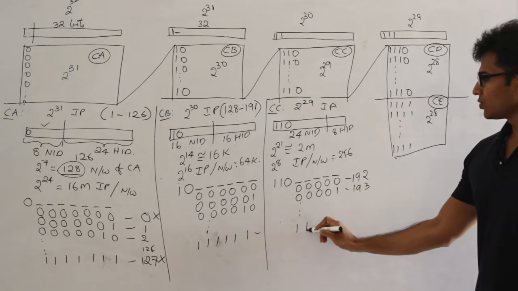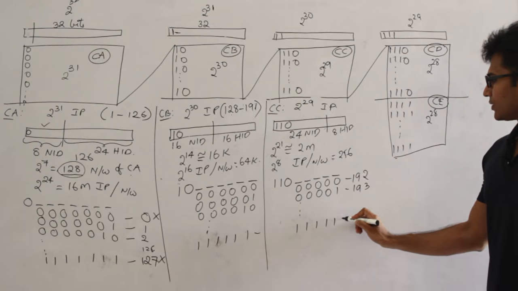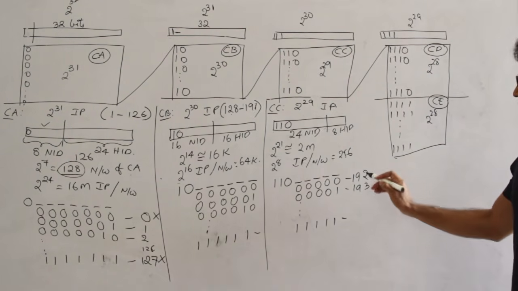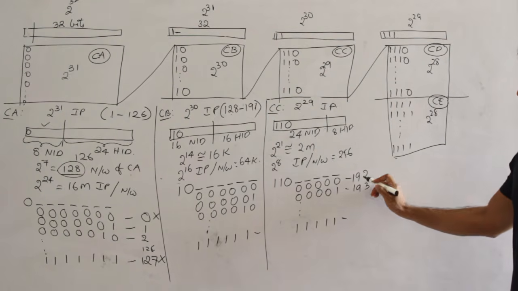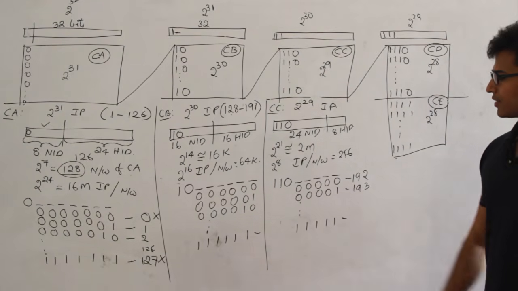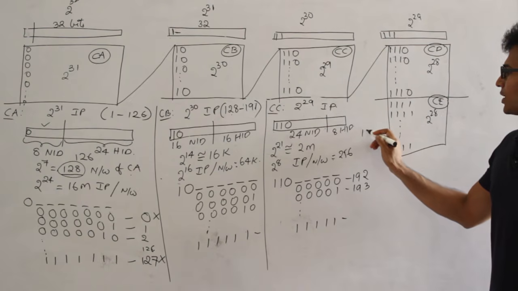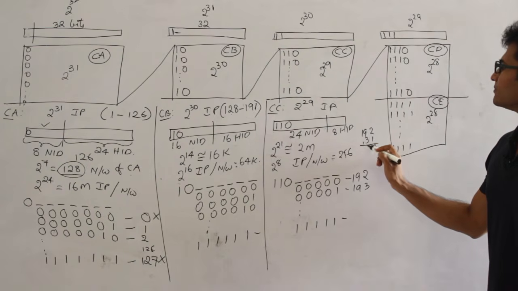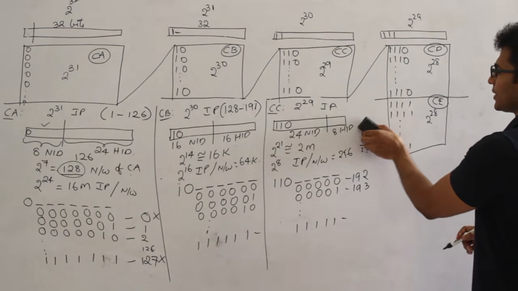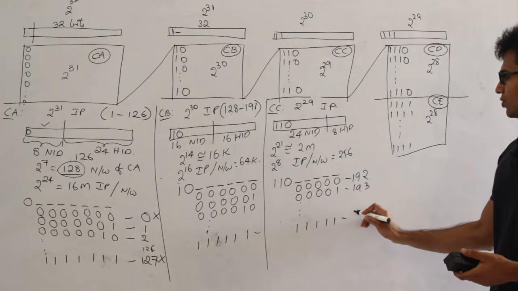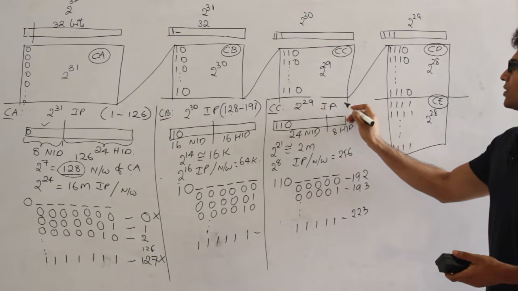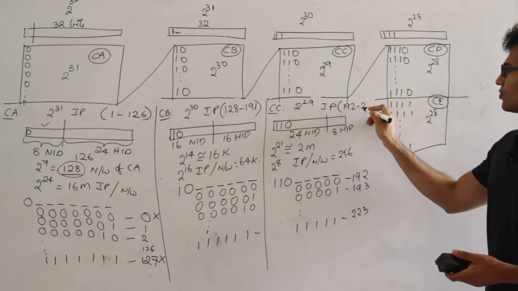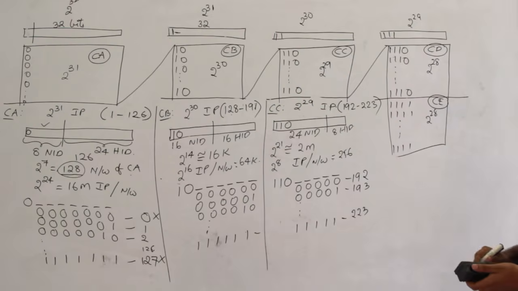And so on, up to 1, 2, 3, 4, 5, which is 5 ones. What is 5 ones? 5 ones is 31. Already you have 192 as the first number, to which 5 ones are added. Therefore, the last number will be 192 plus 31, which is nothing but 223. Therefore, the range of class C is 192 to 223.